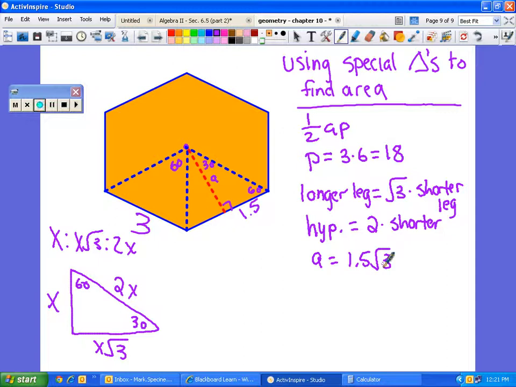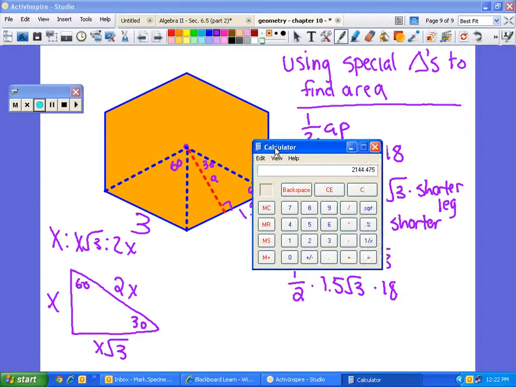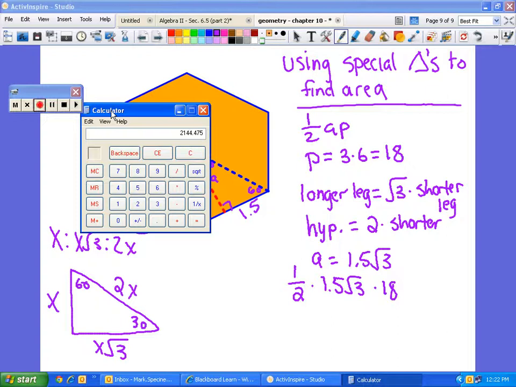You guys are overthinking this. You're making it more difficult than it really is. Okay, now we have all the information that we need. We have 1/2. My apothem is 1.5 times the square root of 3. My perimeter is 18. I go to my calculator and I just plug those numbers in. I have 0.5 times 1.5 times the square root of 3 times 18.